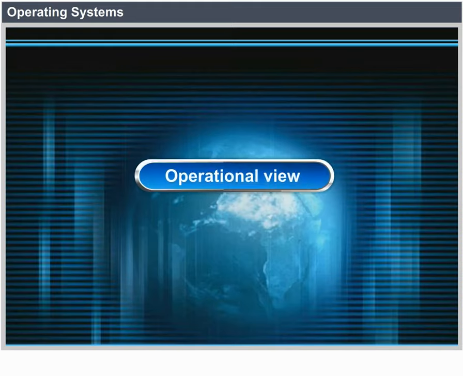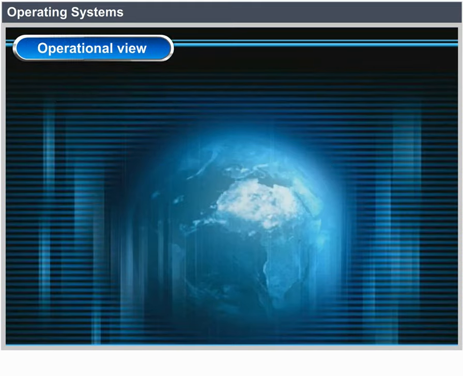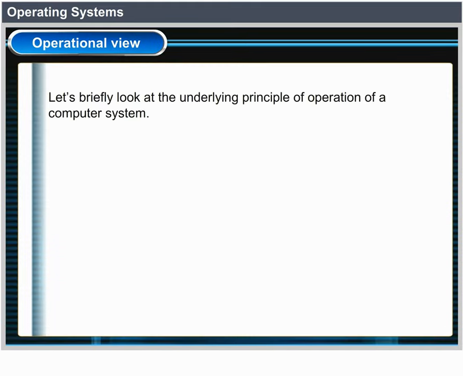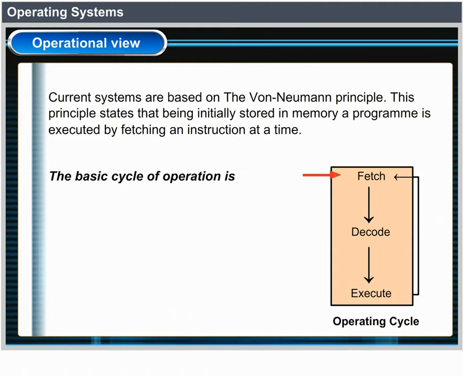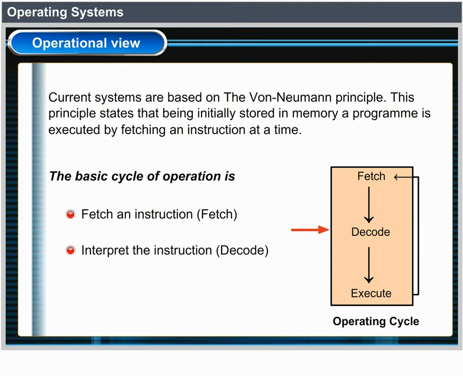Operational view. Let's briefly look at the underlying principle of operation of a computer system. Current systems are based on the von Neumann principle. This principle states that a program is initially stored in memory and executed by fetching an instruction at a time. The basic cycle of operation is fetch an instruction, fetch, interpret the instruction, decode, execute the instruction, execute.